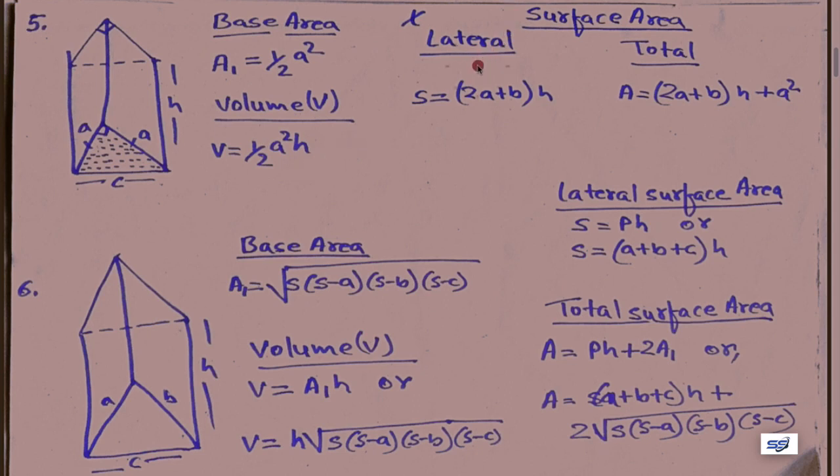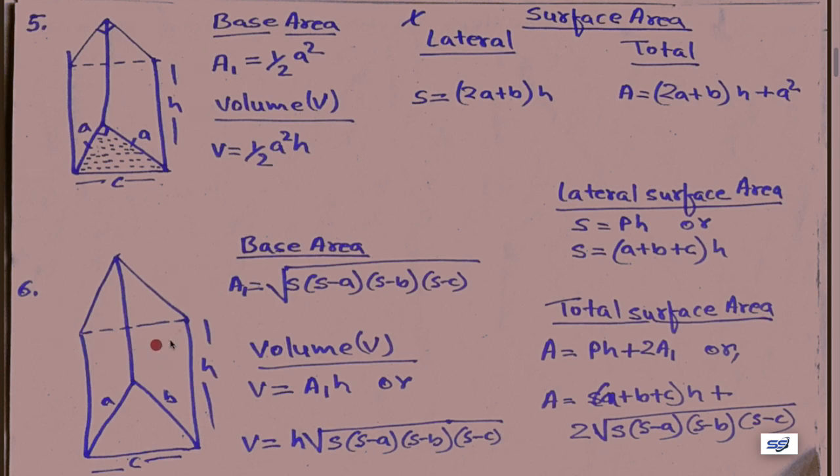Here, lateral surface area, S is equal to (2A plus B) whole into S. Total surface area, A is equal to (2A plus B) whole into S plus A square. Using all these formulas, we will find the requirement of our question related to prism.